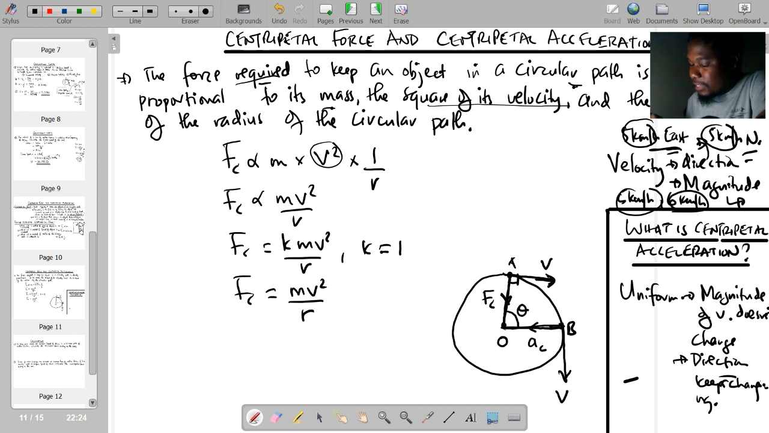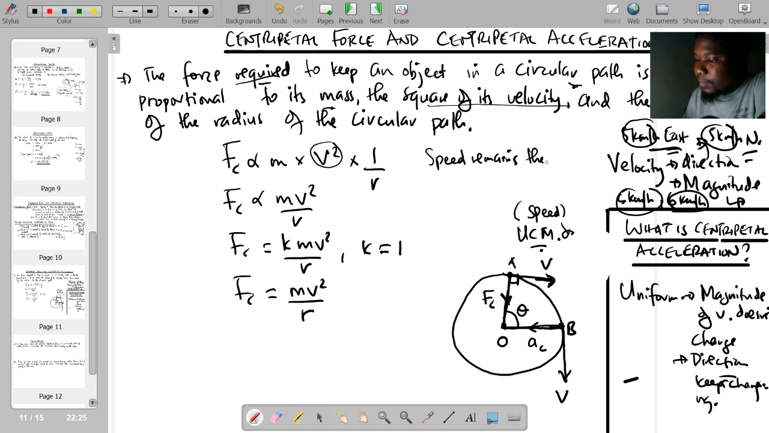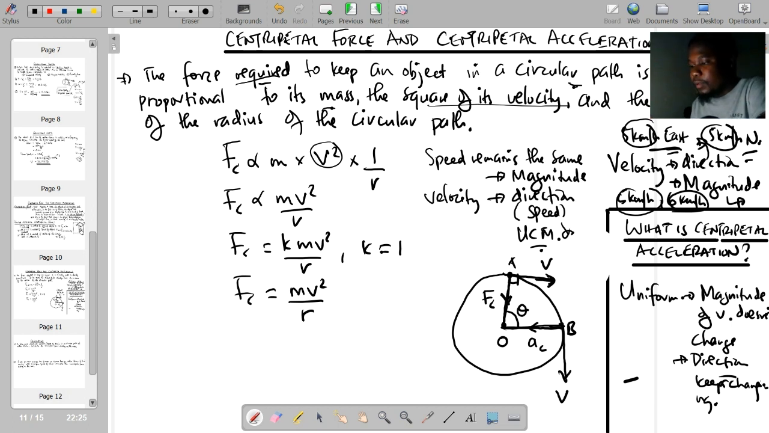So what you have to understand is, as we are experiencing uniform circular motion, the speed, which is the magnitude, remains the same, but the velocity changes. How? The direction is always changing as the object moves in a circular path. You can see here it's pointing this side, another time it will be pointing that side, but the magnitude is the same, only the direction is different.